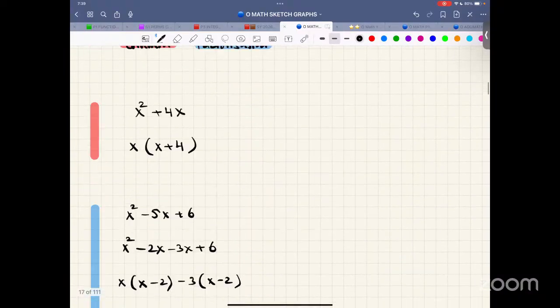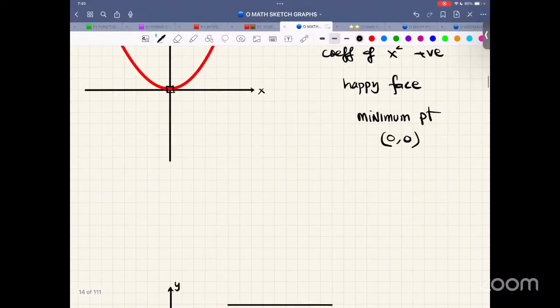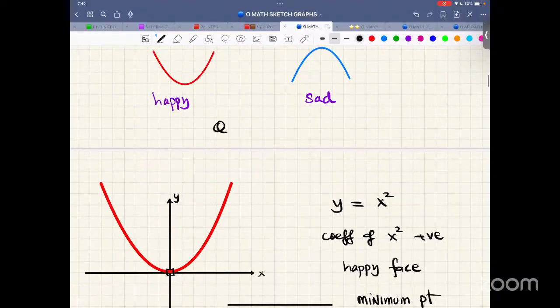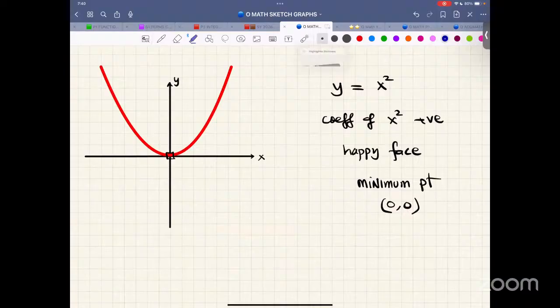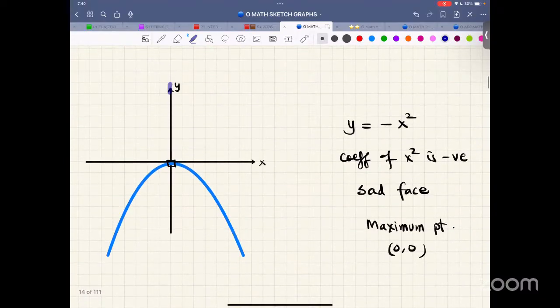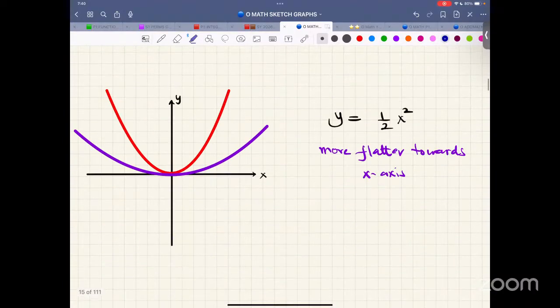Now let's focus on one thing. That is, quadratic curves are symmetrical. So let me write over here, quadratic curves are symmetrical about something, about the turning point. So let me focus over here. This line is the line of symmetry. So let me draw this thing. This is the line of symmetry. Over here, the y-axis is the line of symmetry. Over here, y-axis. Over here, y-axis.